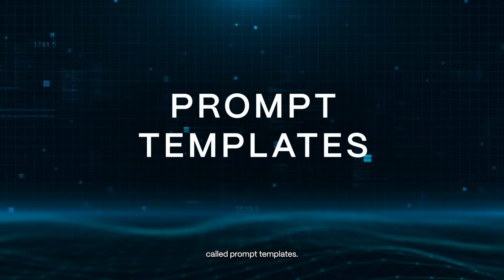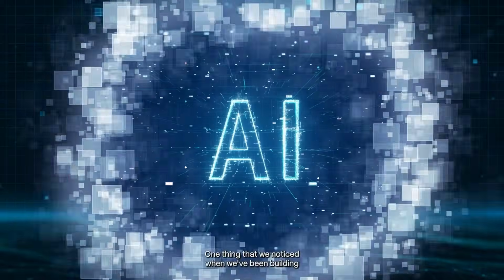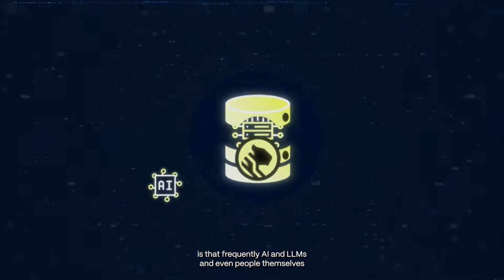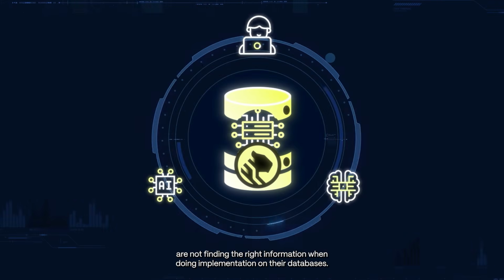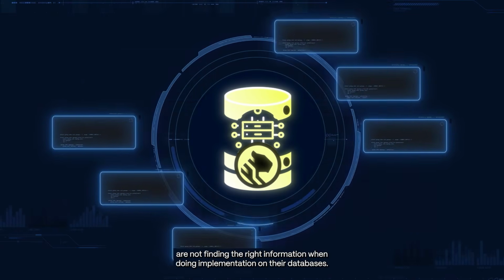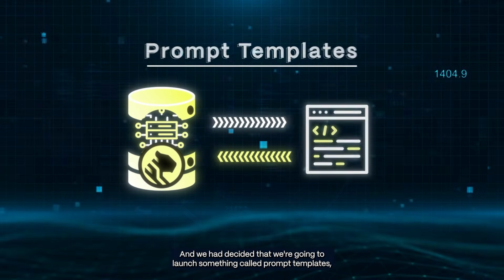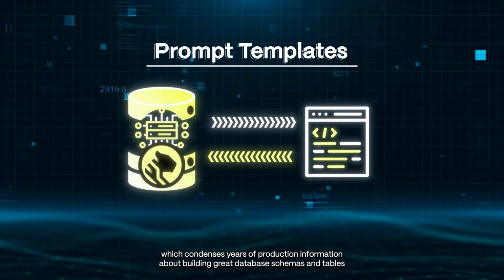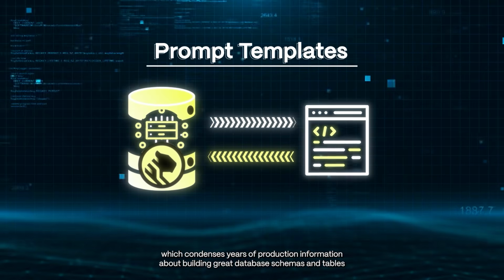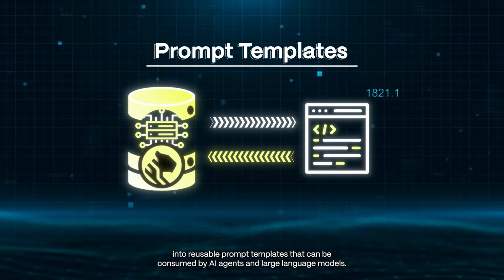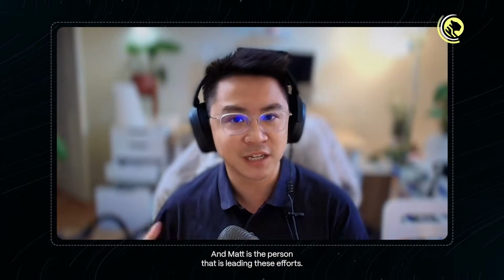releasing called prompt templates. One thing that we noticed when we've been building with AI and working on production use cases is that frequently AI and LLMs and even people themselves are not finding the right information when doing implementation on their databases. And we had decided that we're going to launch something called prompt templates, which condenses years of production information about building great database schemas and tables into reusable prompt templates that can be consumed by AI agents and large language models. And Matt is the person that is leading these efforts.